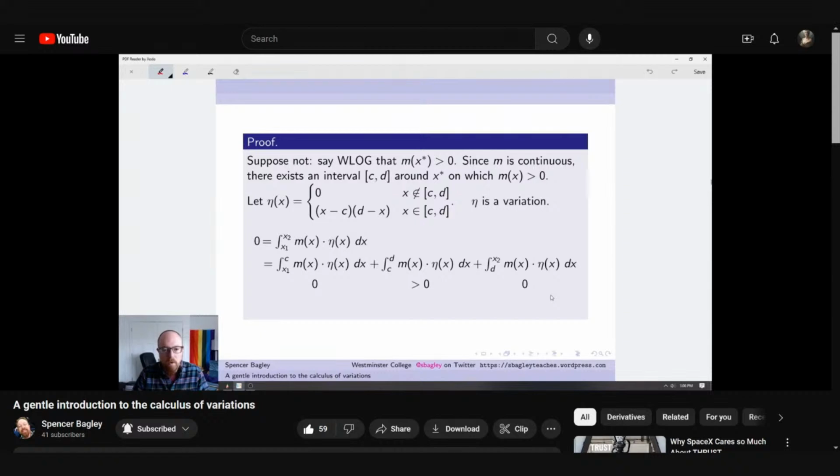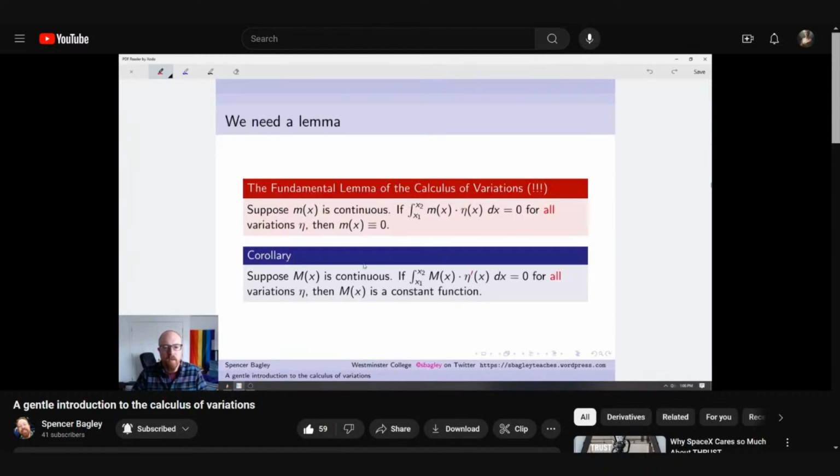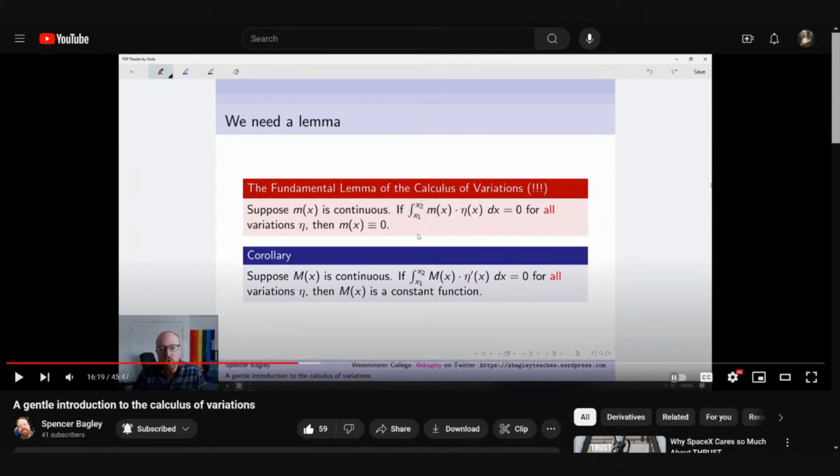And then what's more, on this one, eta of x is positive because it's the upward parabola by our choice. And m of x is also positive on that interval. So I've got a positive thing times a positive thing. If I integrate that, I'm going to get something positive. There's my contradiction. 0 is greater than 0. Okay, cool. So we have proved the fundamental lemma. If we integrate against a variation and we get 0, no matter which variation we choose, then our function is identically 0.